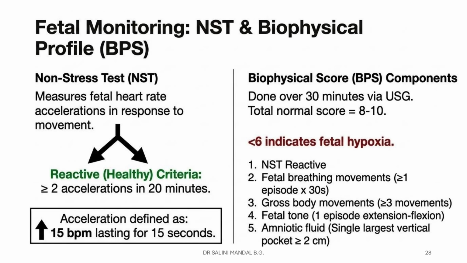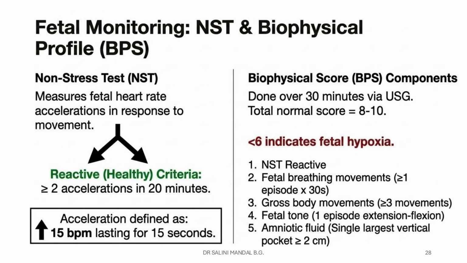Next one, apart from that, we have something called a non-stress test as well as biophysical score. Okay, so in case of a non-stress test, we are going to check for the fetal heart rate accelerations in response to the movement. Okay, so there should be more than 2 accelerations in 20 minutes. This is very much important. Okay, so acceleration means what? 15 beats per minute lasting for 15 seconds. That is what we call an acceleration. So more than 2 accelerations in 20 minutes, that is what a non-stress test is, that is what we are supposed to measure. That is normal. Okay, that is a healthy criteria.